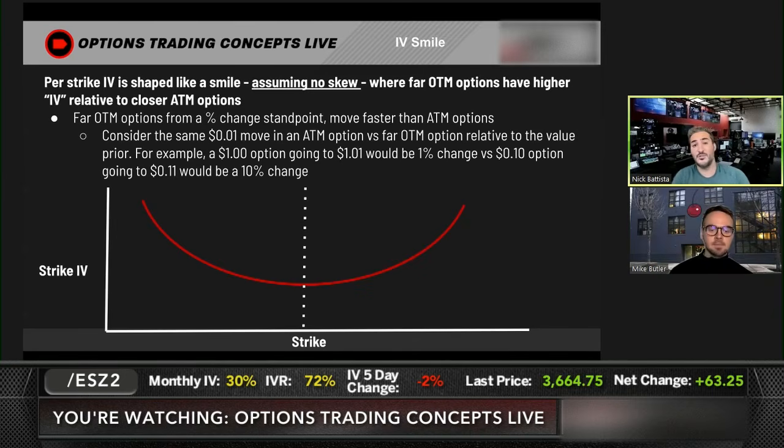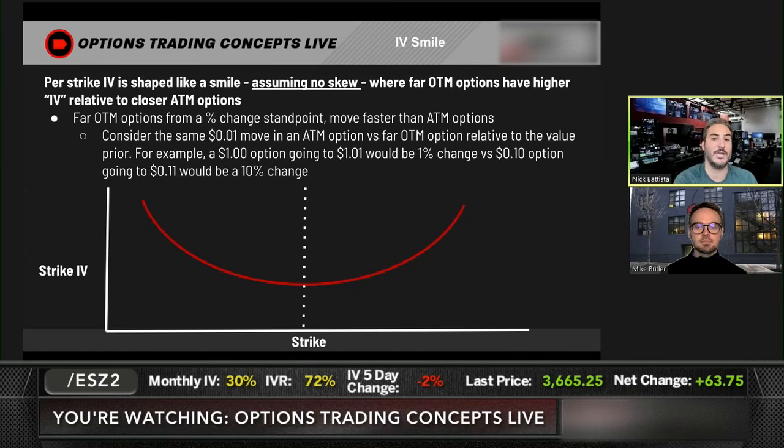This is assuming there's no skew. You can look at this and think of it as like a normal distribution, but flipped upside down. So your out of the money options have a higher implied volatility, and we'll get into that example next, but those at the money options don't move as much and as fast as those further out of the money options. That's because you have to look at this on a percentage basis relative to the option price. And you remember the option price goes into implied volatility.